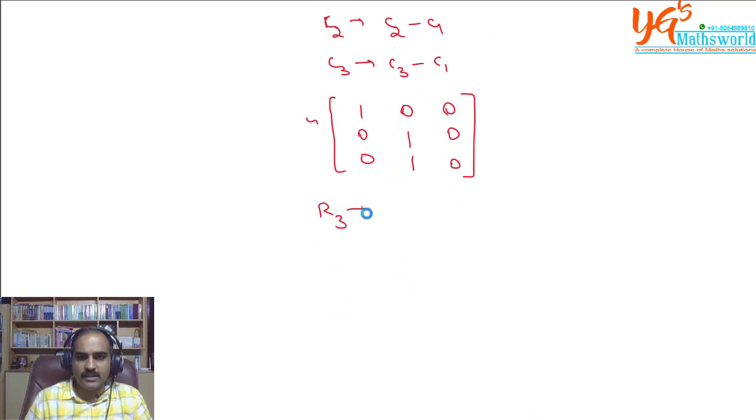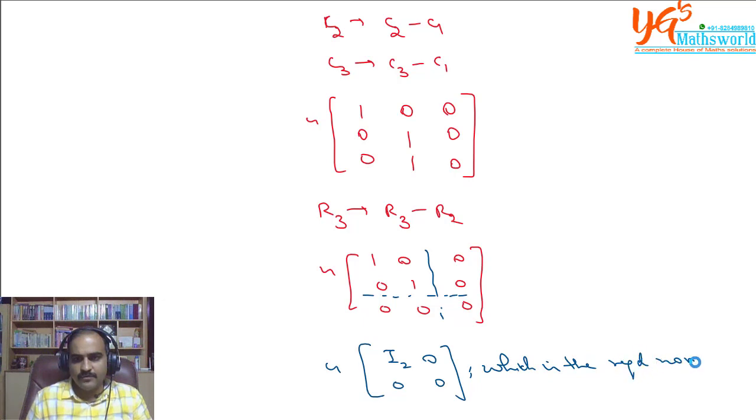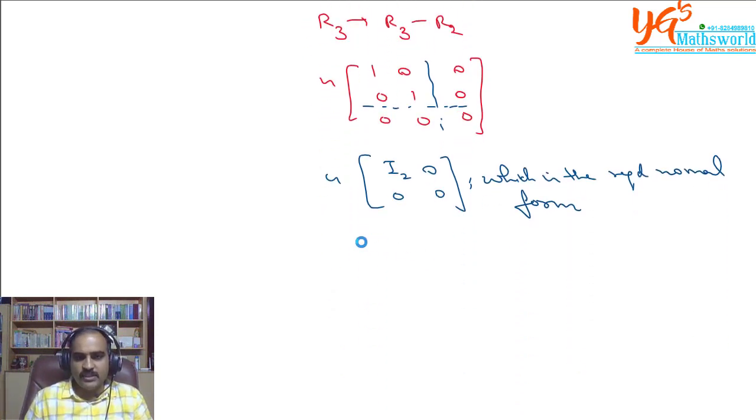So can I operate on R3, that is R3 minus R2? So it will be 1 0 0, 0 1 0, 0 0 and 0. So from this part I am getting 2 rows and 2 columns to be identical. So it is of the form I2 0 and 0 0, which is the required normal form. And what will be the rank of this matrix? Since we are getting I2, that means 2 rows and 2 columns, so rank of A will be 2 for this question.